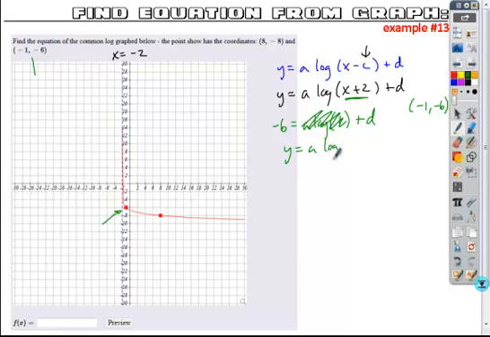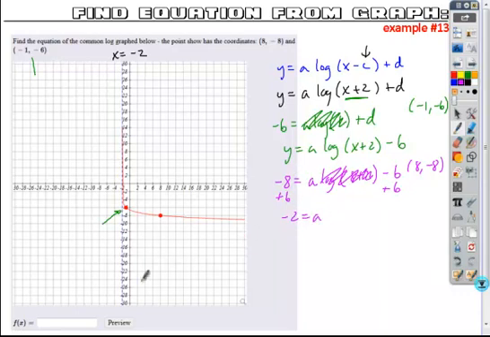For my next progression, I have my x plus 2, and now my d value is negative 6. My final step is to plug in my other point, here 8, negative 8, and solve for a. When I plug in my negative 8 output, I get a times log of 8 plus 2, minus 6. When I simplify this, 8 plus 2 is 10. Log base 10 of 10 has a value of 1. So again, the a stays, but the log is just equivalent to 1. If I add 6 to both sides, I get my a value to be negative 2. That gives me my final solution: negative 2 times the log of x plus 2, all minus 6. And that would be my solution.